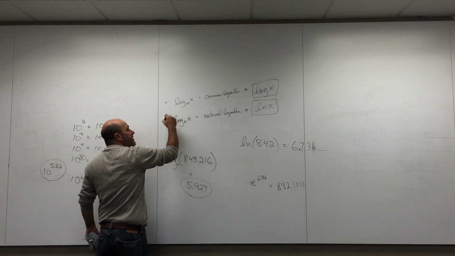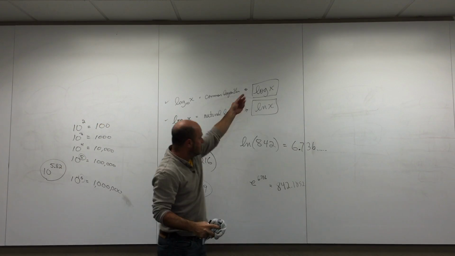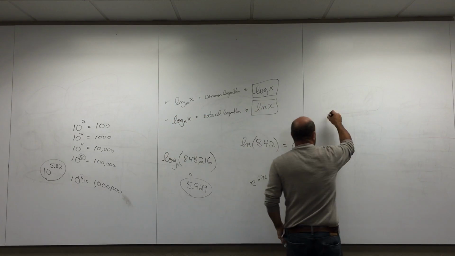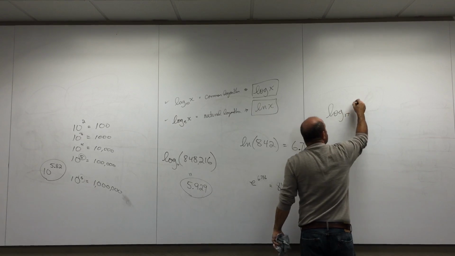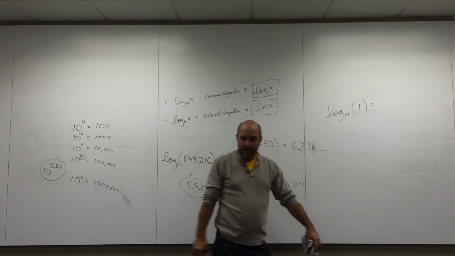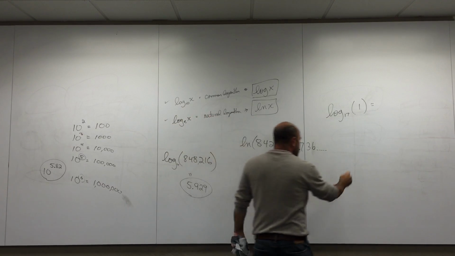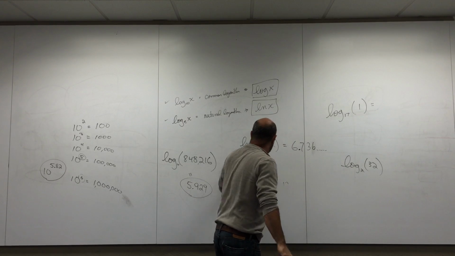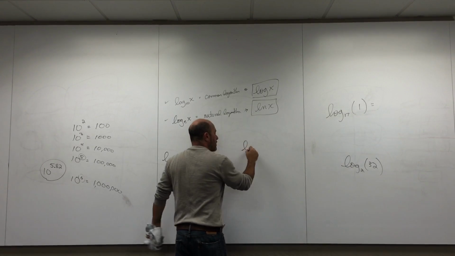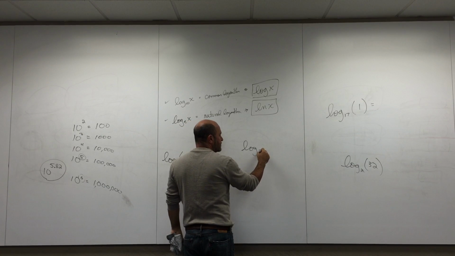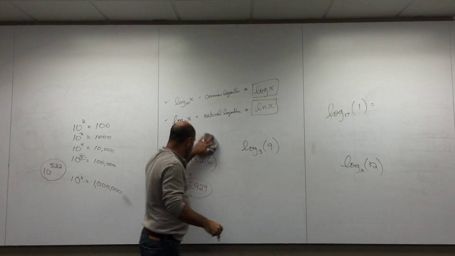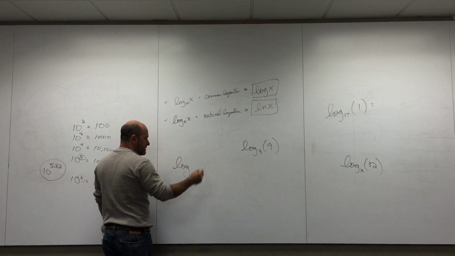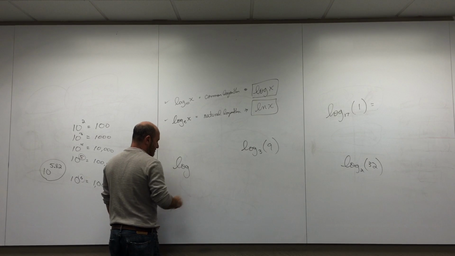So there's these two very famous logs. They have these names, and there are buttons on your calculator. But then there's other logs. I mean, can you do this? The log base 17 of 1. Can you do this? The log base 2 of 32. Can you do the log base 3 of 9? Can you do the log base whatever?